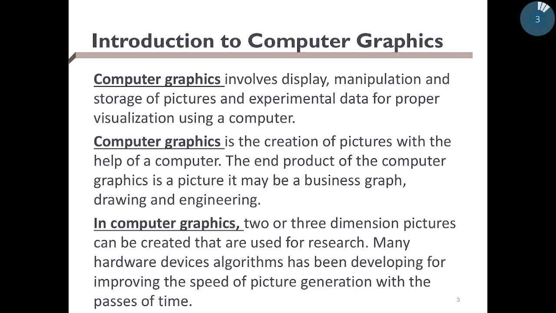So computer graphics, it literally involves, like I said earlier, the display, the manipulation and storage of pictures and experimental data for proper visualization using a computer. So a computer is anything, even your smartphone is a computer. It's just something that can process. It has processing power. Okay, so computer graphics literally, as per definition, is the creation of pictures with the help of a computer, a processor. So the end product of computer graphics is a picture, be it a static picture or a moving picture like a video. All that is the end product of computer graphics.